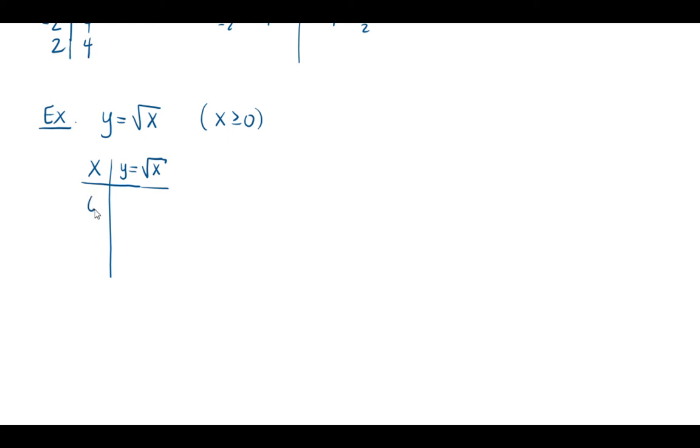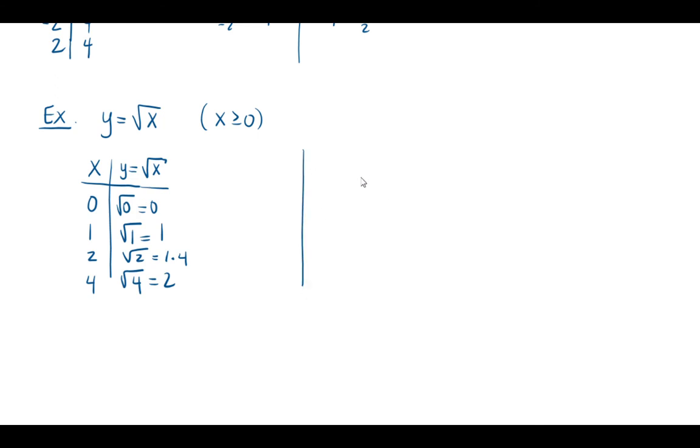For example, if it's 0, then the square root of 0 will be 0. If it's 1, the square root of 1 will be 1. If it's, let's say, 4, the square root of 4 will be 2. You can also plug in 2. The square root of 2 will be approximately 1.4. So we got some points here, and let's graph this.